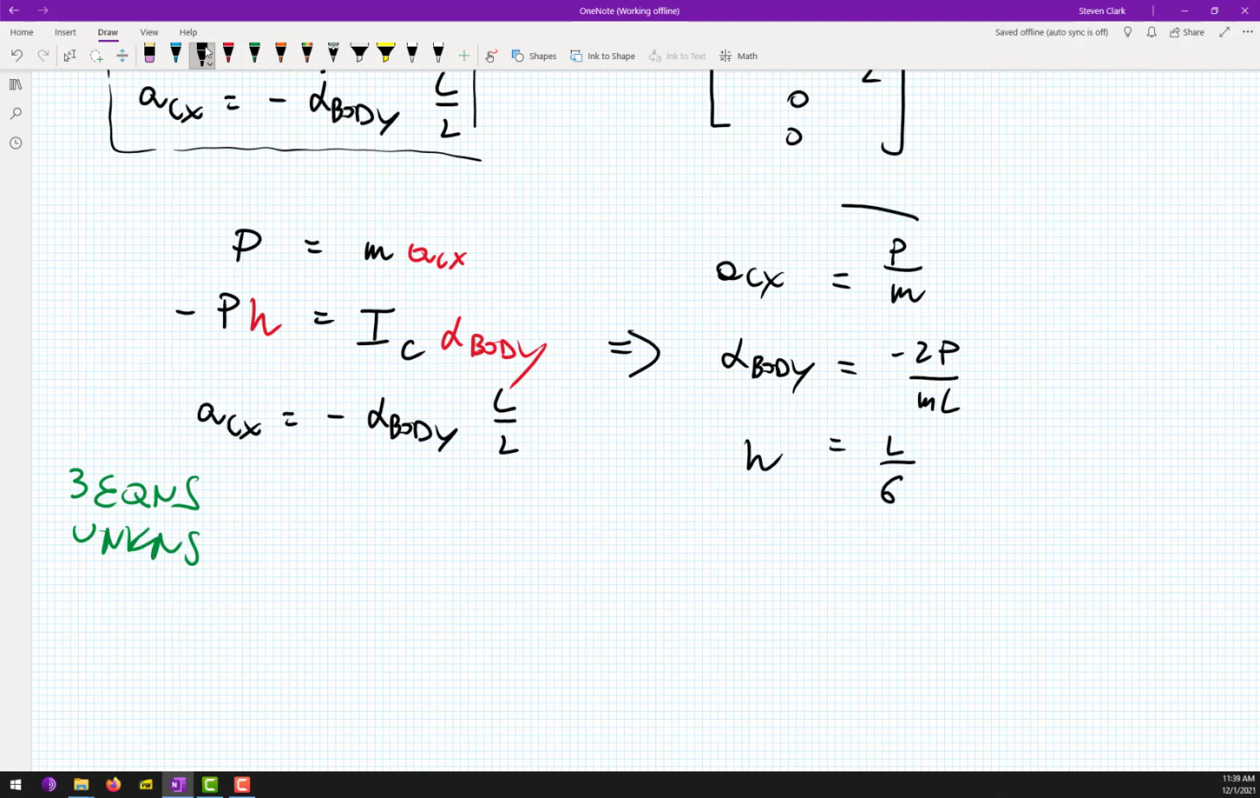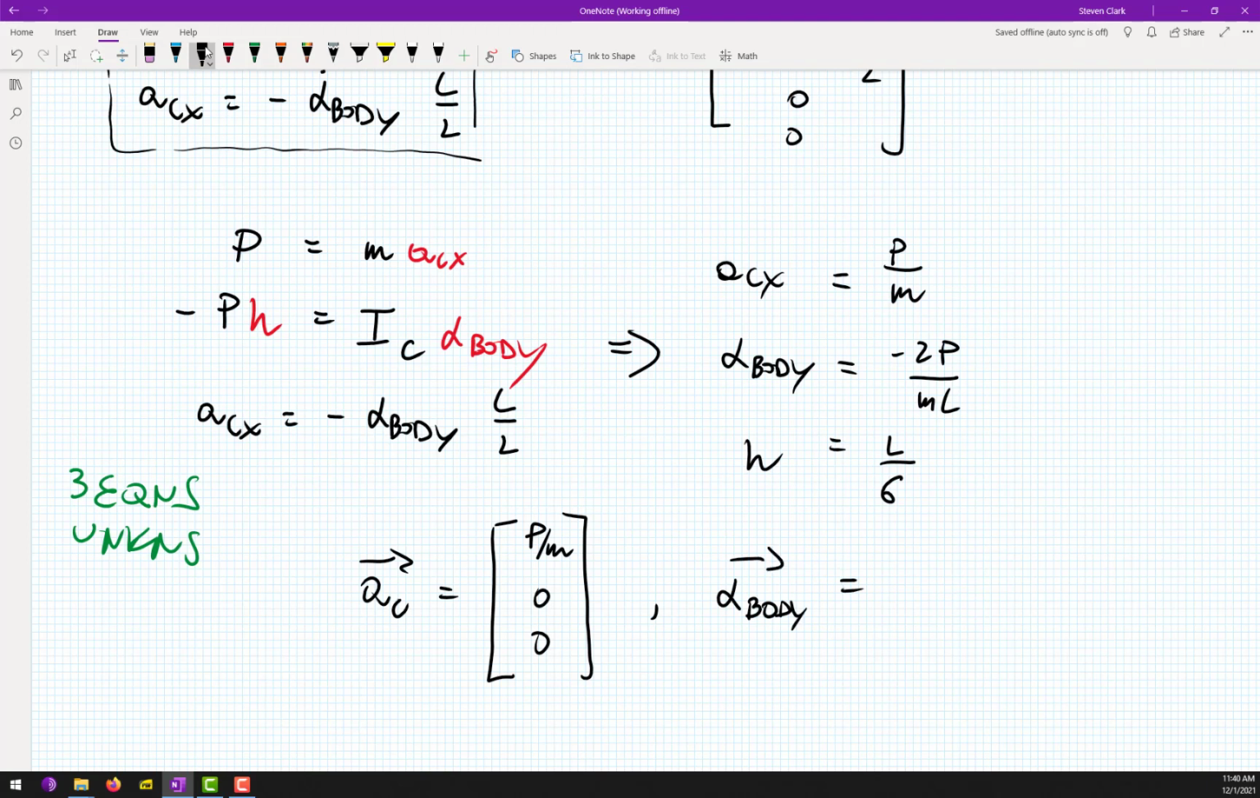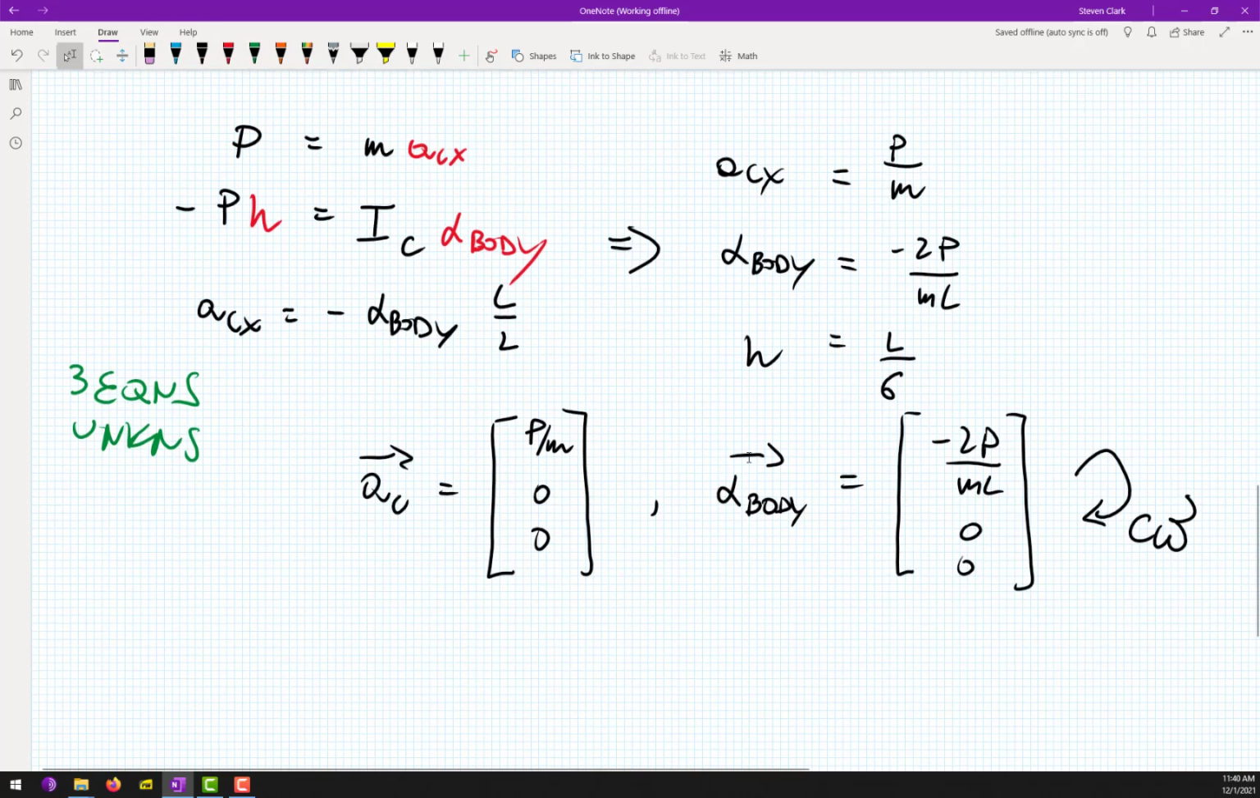Okay, let's focus on this thing for a second. So we obtained ACX positive, so that means that our AC vector-wise will be P divided by M, 0, 0, which makes sense because our force pushes towards the right, so our AC also must go towards the right. And our force rotates clockwise, so it's great that we obtained a negative value here. So this is minus 2P over ML, 0, 0. This is clockwise.